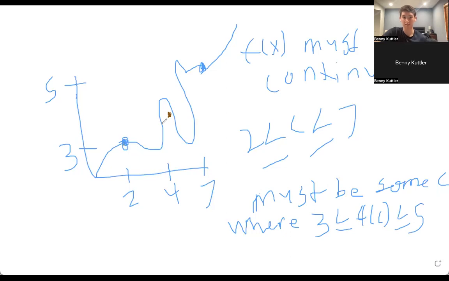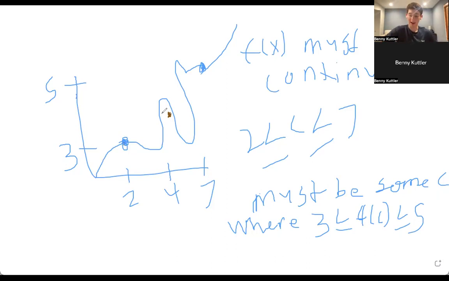And these can all be contained in these little loops or whatever. So the way you justify that is just say there must be some c where f of c is between those two values, and that'll get you the point.